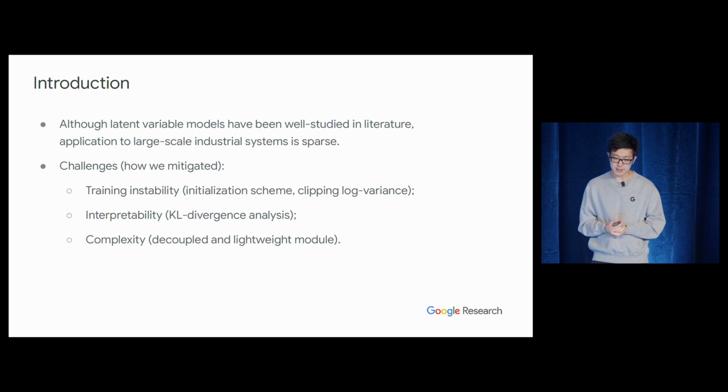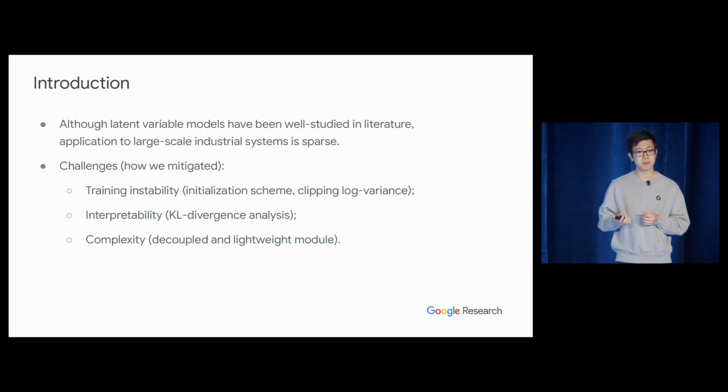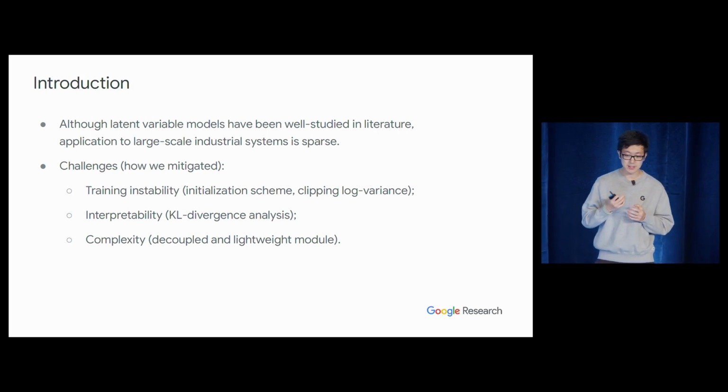The first one is the training instability. So if you have worked with latent variable models, you might know that the training could be quite challenging, because most of the time there are different components of the model, and then it could cause training instability. So to tackle this problem, we introduced some specifically designed initialization scheme to make sure the training is stable at the beginning of the training stage. And also, we do some soft clipping to make sure it's also stable throughout the training.